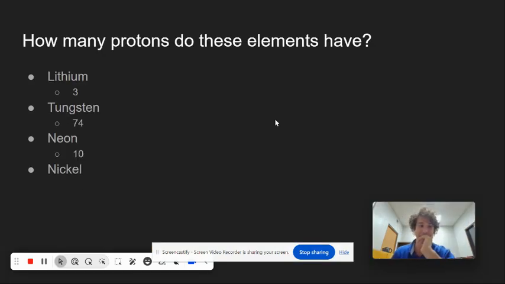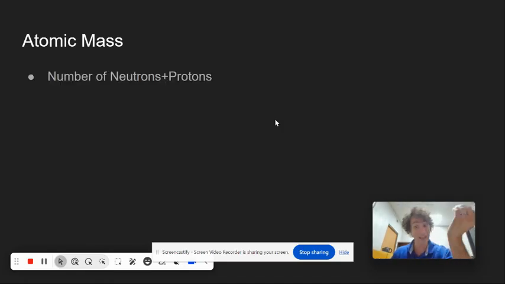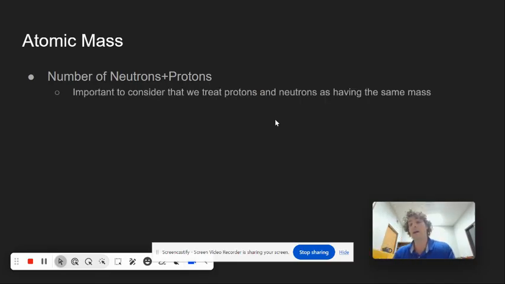Okay, so we looked at those examples. Atomic mass is the other number on the periodic table. This is the number of protons plus the number of neutrons, so it's almost always a bigger number. The exception would be hydrogen. Hydrogen's mass is 1, and hydrogen's atomic number is 1. There's a reason for that, it's not random. It only has 1 proton, and there's usually no neutrons. But anyway, we basically treat neutrons as having the same mass as protons, as we said.